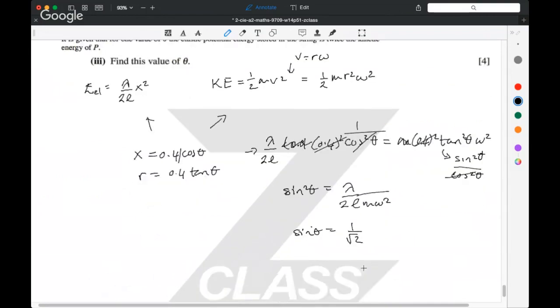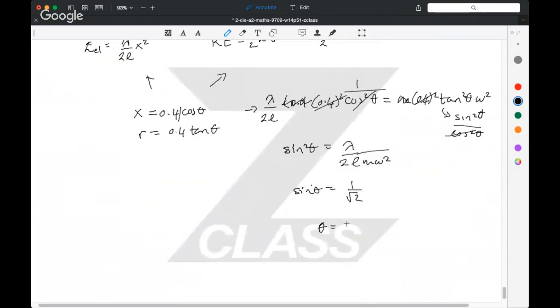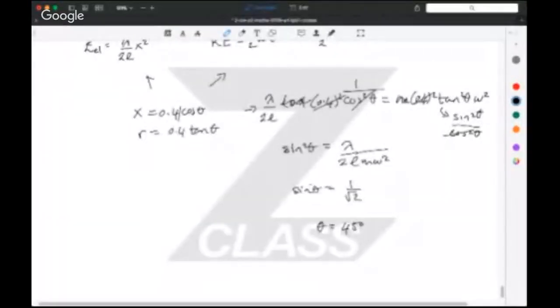You probably recognize this, but your calculator will give you the answer anyway, theta being 45 degrees. And that is all there is to it. So I hope that was helpful. I'm sorry for some of the confusion during some of those questions. It was just my bad notation. And let me know if you have any questions about all of this.